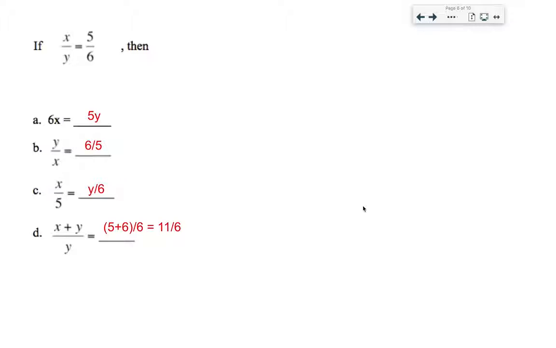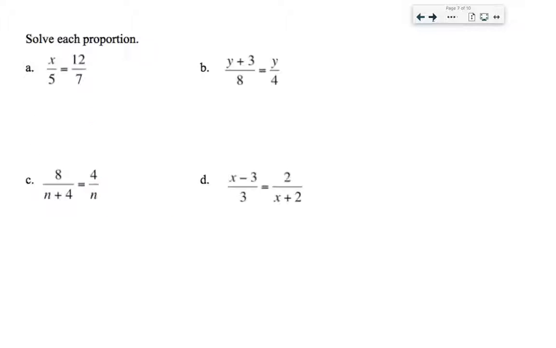Right, here are your answers. Cross products are equal. They flipped the left, so I flipped the right. They took the 5 and moved it to the y, so I put the y where the 5 was. And add the denominator to the numerator, keep it over the denominator. You can see I did that here.